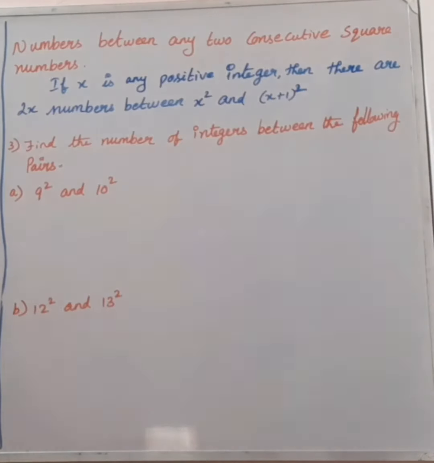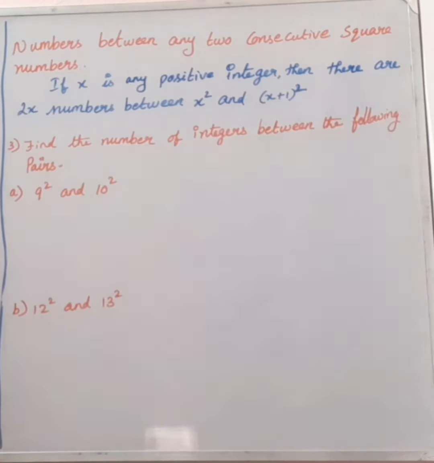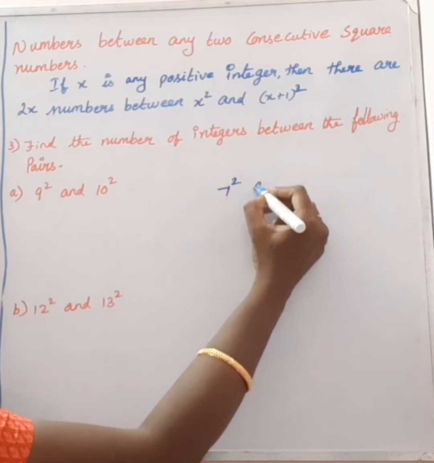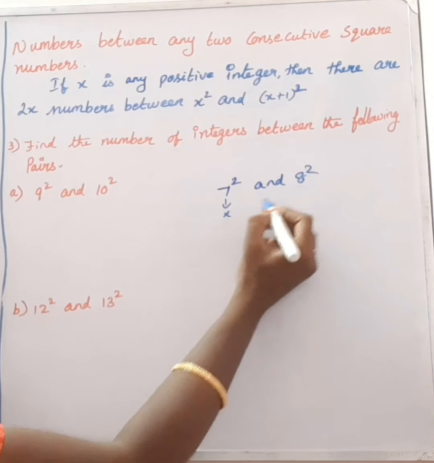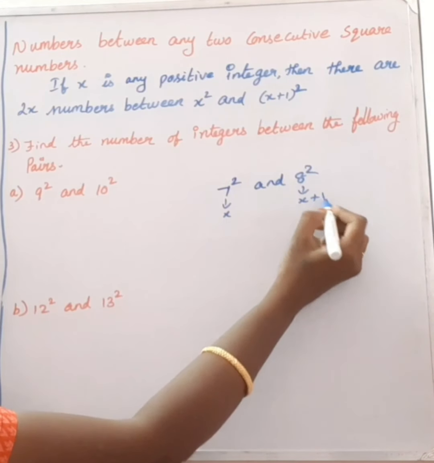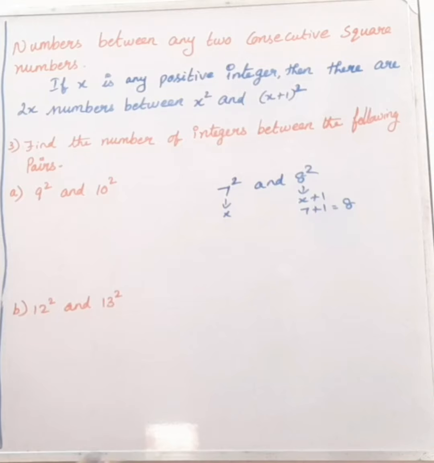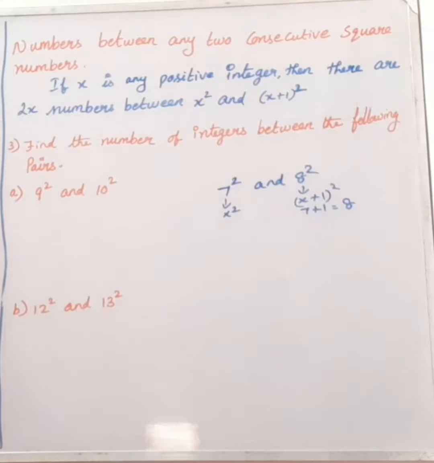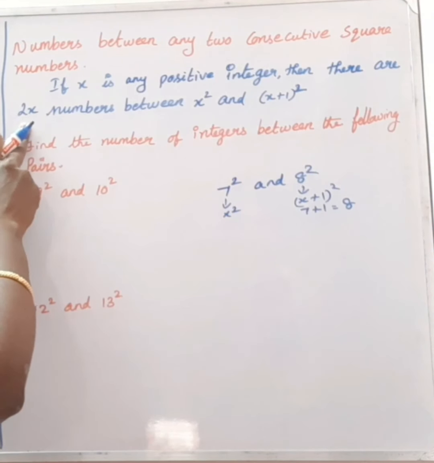Okay, so instead of x, if we have 7, I already explained that 7 square and 8 square, isn't it? So what is the value of x here? 7. Here it becomes x plus 1, so 7 plus 1 we get 8. So this type is called consecutive numbers. So x square and (x plus 1) the whole square. If the numbers are like this, they are saying we have 2x numbers between them.